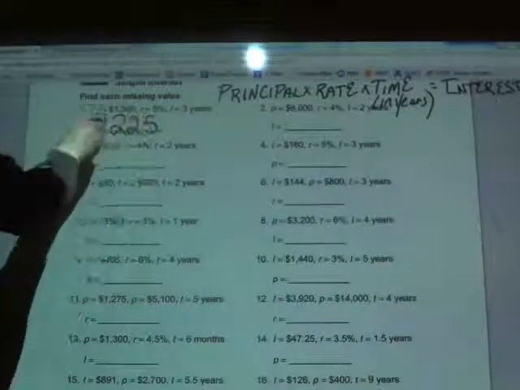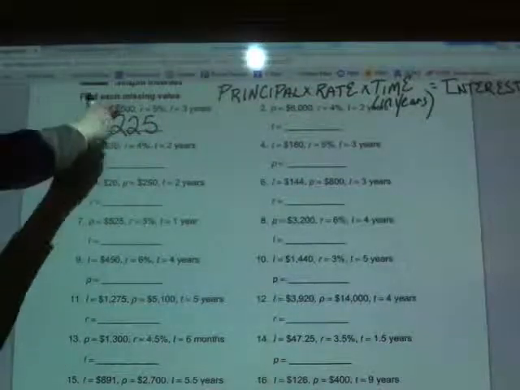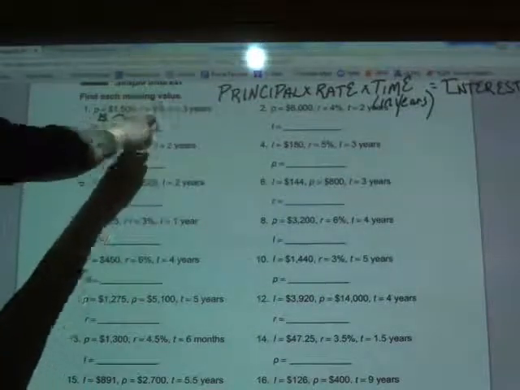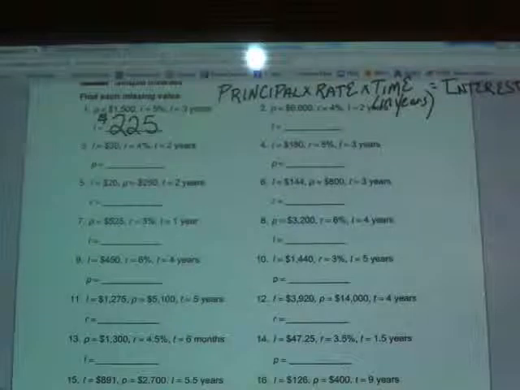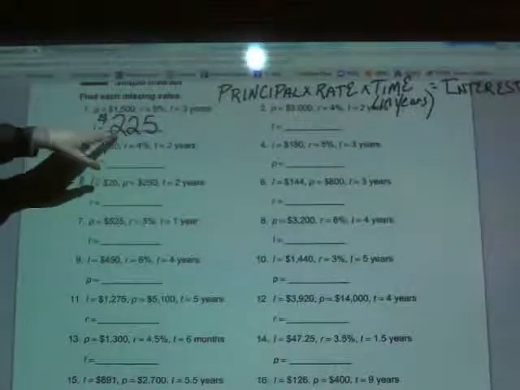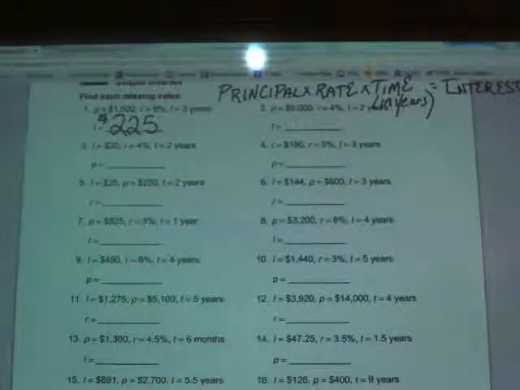So I've made $225 in interest if I put $1,500 in the bank for 3 years and the bank pays me 5% interest. So that means at the end of that term I'll have $1,725, because I'll still have the $1,500 I put in plus the $225 extra, $1,725.